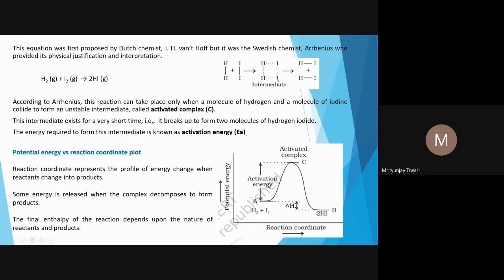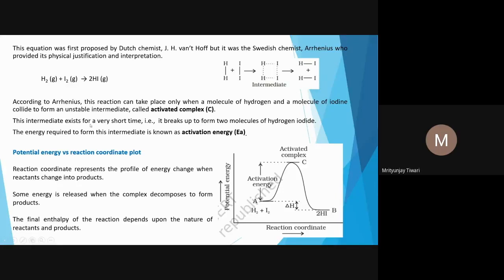This is a very unstable state, and this is what Arrhenius said: in this unstable state, it will exist only for a fraction of a second, a very short period of time, and then it will be converted into the product. According to Arrhenius, this reaction can take place only when a molecule of hydrogen and a molecule of iodine collide to form an unstable intermediate, which we call the activated complex, and one can represent this as C.